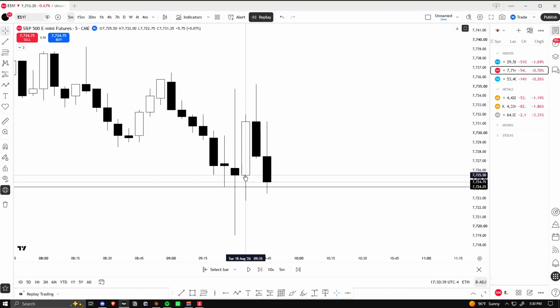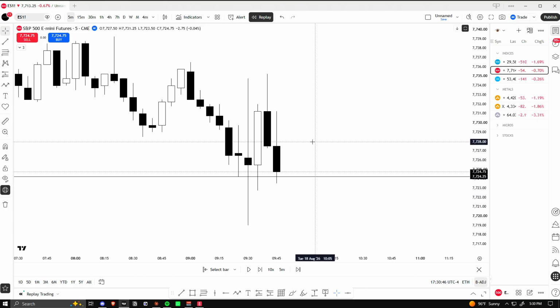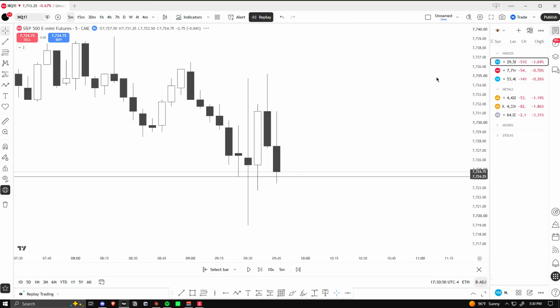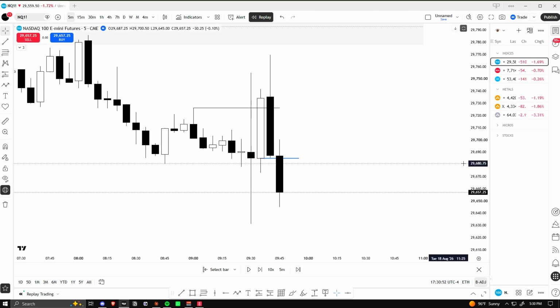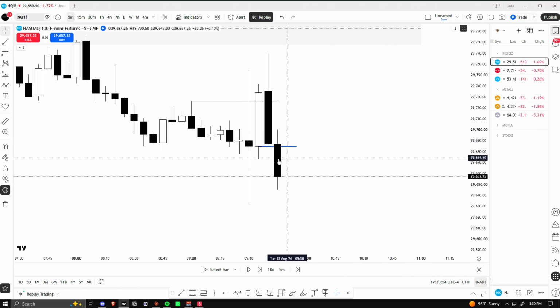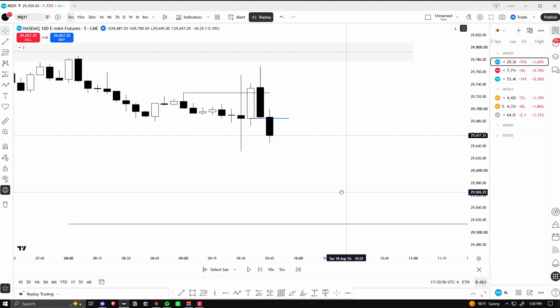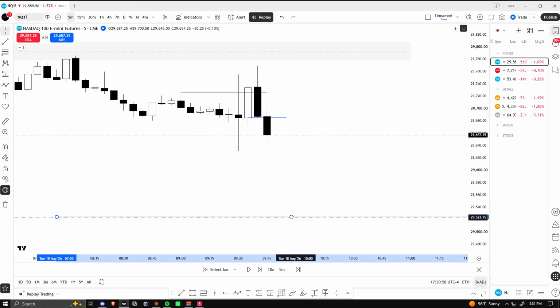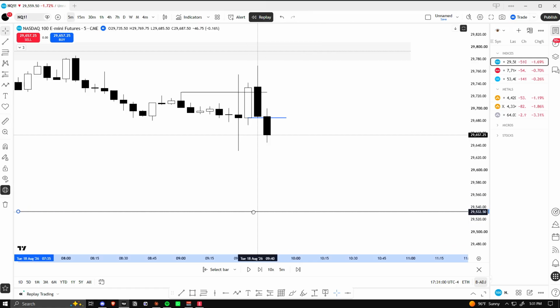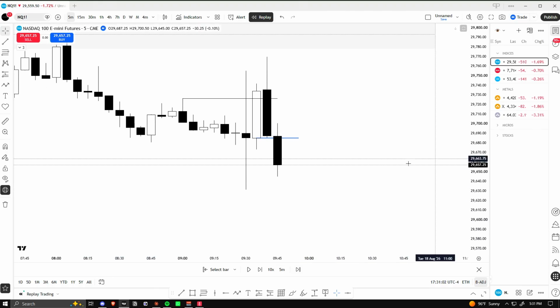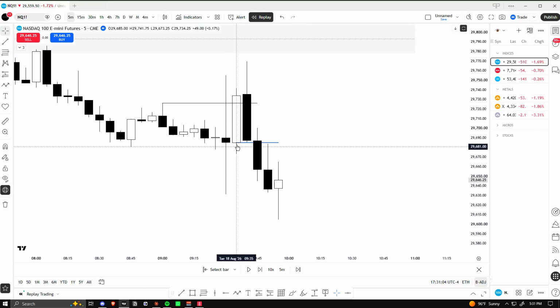Now both assets are in sync. ES, you can see, is the stronger asset here. It's not giving as deep of a closure, and it's the one that already hit its weekly fair value gap. So I was looking for NASDAQ to potentially become weaker now and start to get in sync and hit this weekly key level, which was 29,533. And so I just waited for a retest of this opening price.